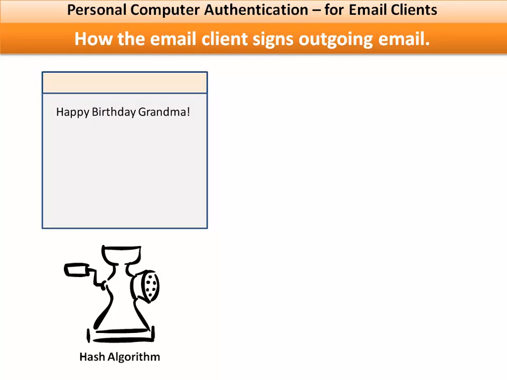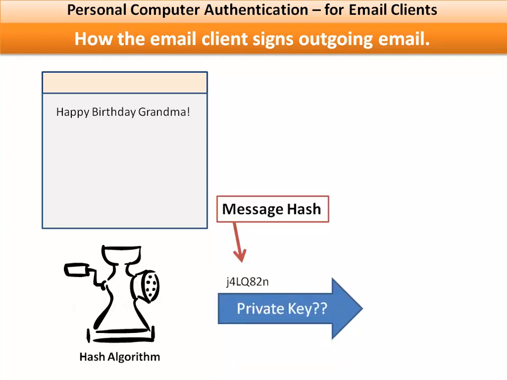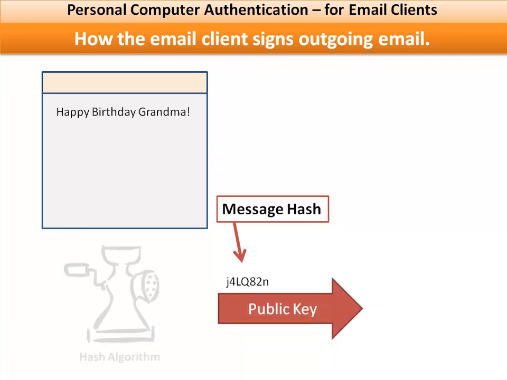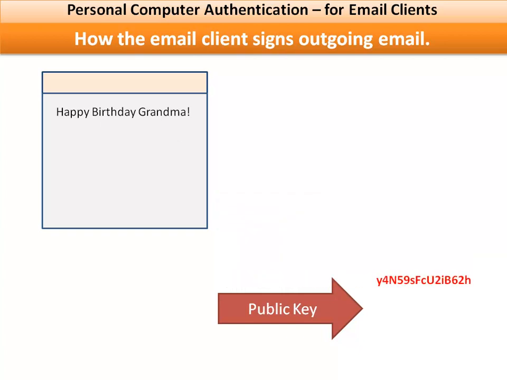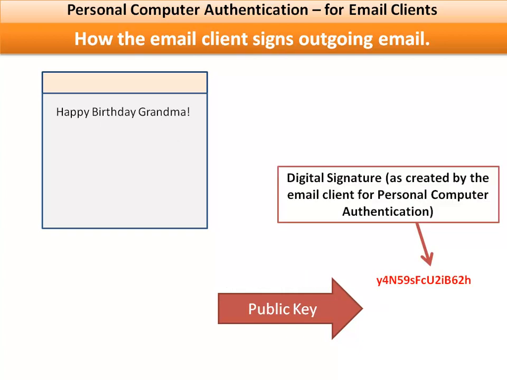And this is how an updated email client will sign the outgoing email. As usual, we hash the email message, and this is where we would normally encrypt the hash with a private key. But we're not going to do that. We're going to do something a little strange. We're going to use a public key instead of a private key to encrypt this hash. And we're doing something else strange. We're throwing in the secret ID number together with this message hash. Imagine this is a 128-bit number, and we are encrypting them together.